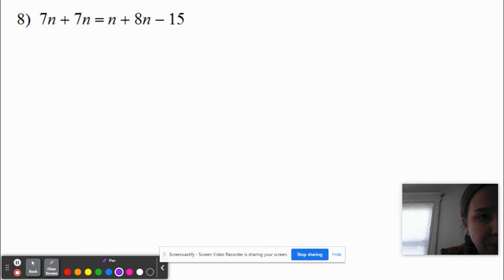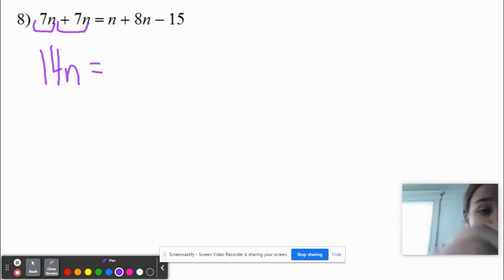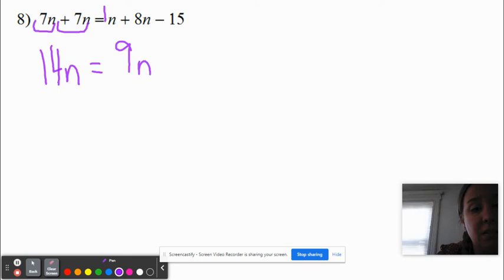All right, again, I have 2 variable terms on the left. I've got this 7n and this 7n. So altogether I got 14n. And the equal sign would come down. And I have two variable terms on the right also. I've got 1n plus 8n, which is 9n minus 15.